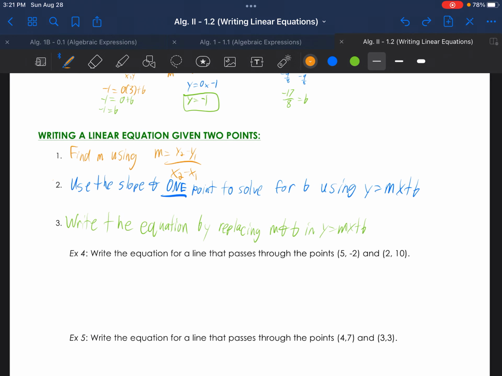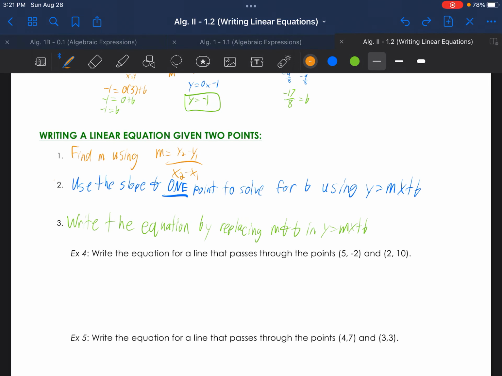So example 4, write the equation of a line that passes through the points 5, negative 2 and 2, 10. So we're given 2 points, no y-intercept, no slope. So we call one x1, y1, call one x2, y2. Like I said earlier, I love calling the bigger y value y2. So I'm going to call this one x2, y2, and this one x1, y1.